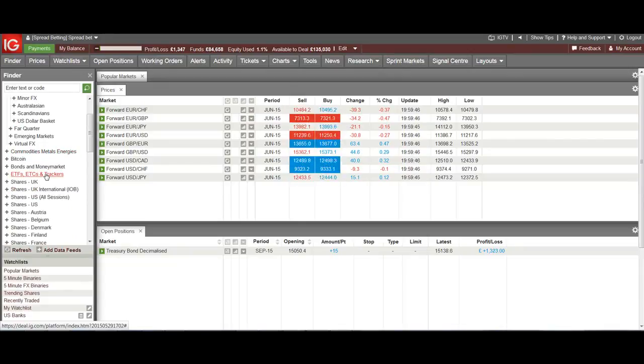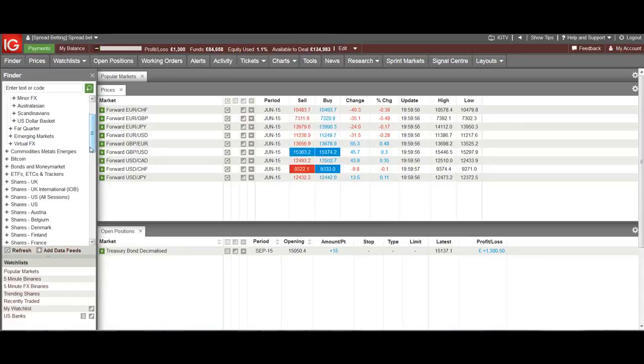So instead of actually spread betting the Dow or the S&P, you can actually spread bet the exchange traded fund on that market, and that's actually a good way that you can do it. You've also got commodities, but all the markets.